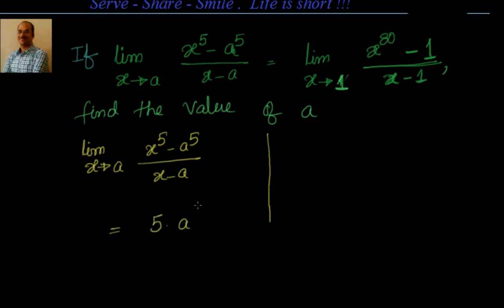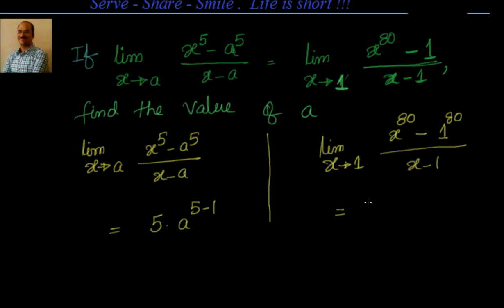So I can say 5 into a to the power of 5 minus 1. If I take the right hand side, I will have limit x tends to 1. This is nothing but equal to x to the power of n minus, I have the flexibility of writing 1 to the power of 80 because 1 to the power of anything is equal to 1 only. So that I can transform that into the formula x to the power of n minus a to the power of n by x minus a. Now this is nothing but equal to n, that is 80, into a 1 to the power of n minus 1.